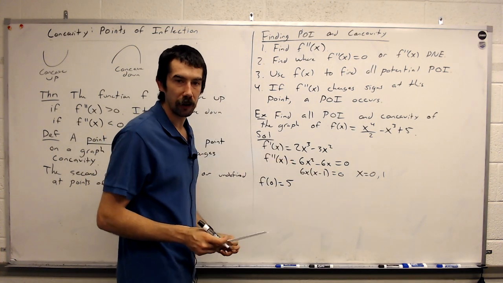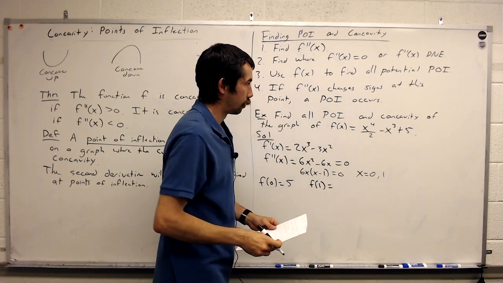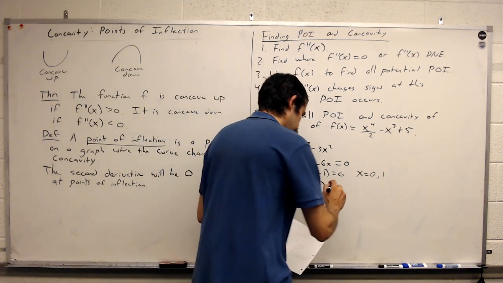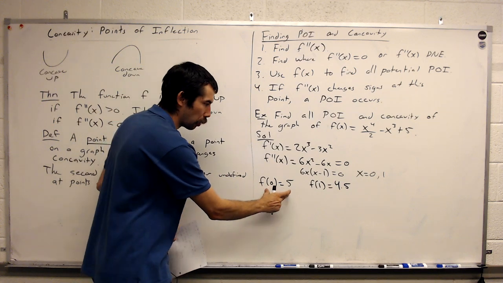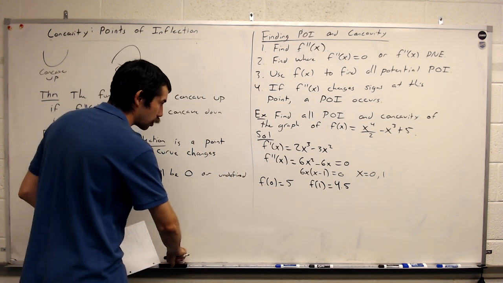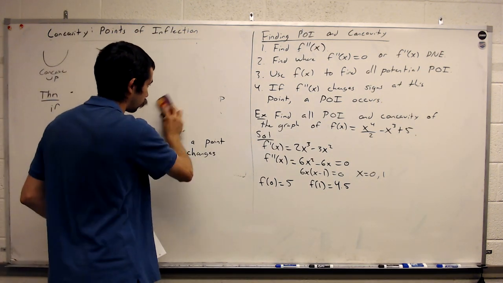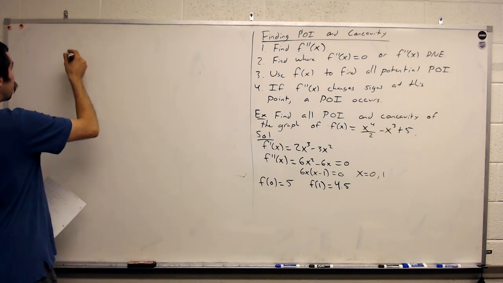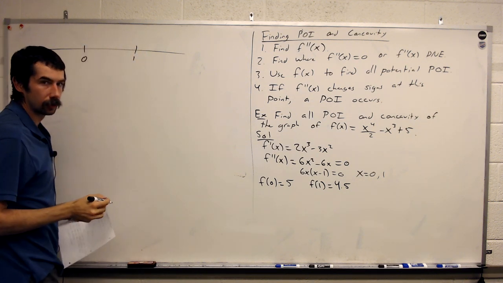And then we sub 1 into our function. When we sub 1 into our function, we get 4.5. All right, so these are both potentially points of inflection. And so what we're going to do now is take our number line and break it up at 0, and break it up at 1.